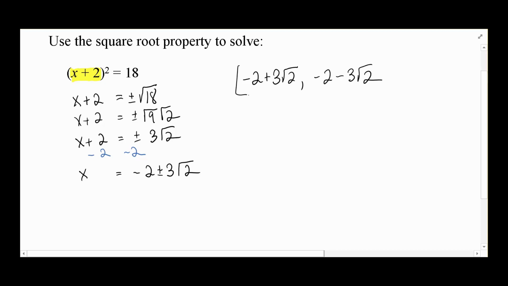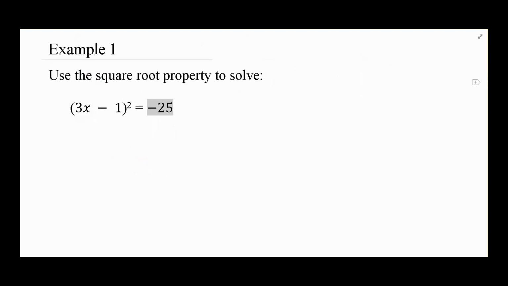So notice where the plus minus is. That's the only place that we want to make it plus for one answer and minus for the other. The negative 2 is negative 2 the whole time, so that stays negative 2. We're only changing where it's the plus minus. Let's look at one more example.